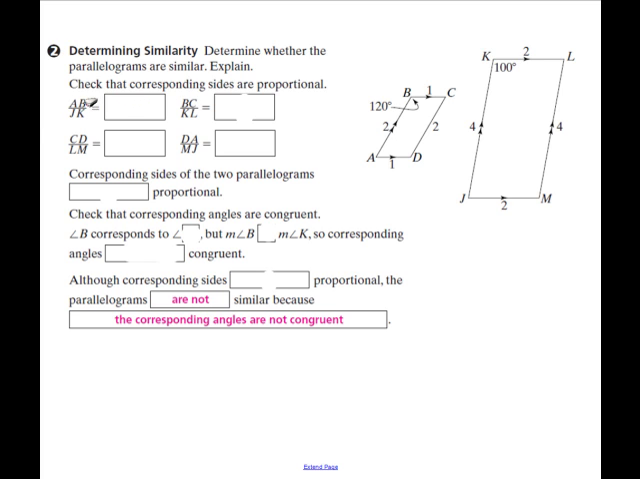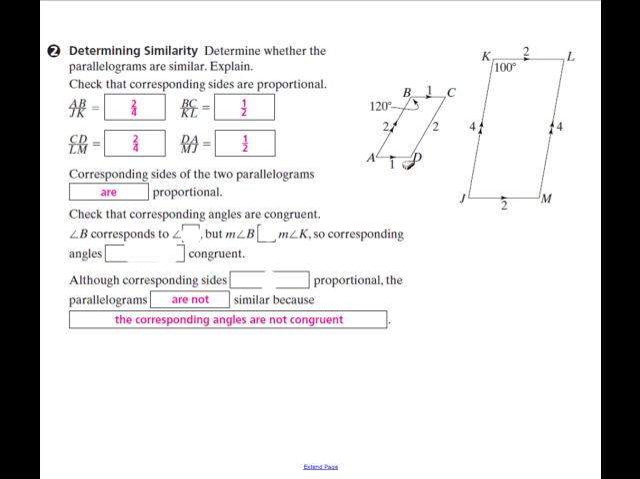So if we come to our sides, we can see they're going to take AB and compare it to KJ, and then BC and KL, CD and LM, DA and MJ. And we can see that when we throw in values for all of these, we end up getting 2 over 4, 1 half, 2 over 4, 1 half, which all simplify down to 1 half. So that means that the ratio between the sides of these are all proportional, right, for the two parallelograms. But that's not the only requirement for similarity.